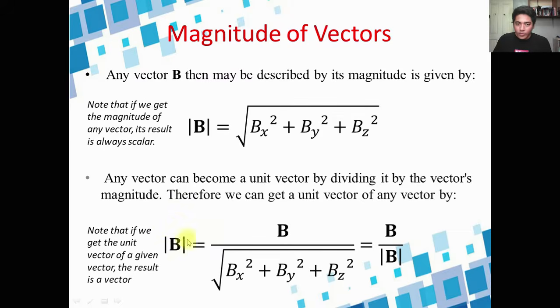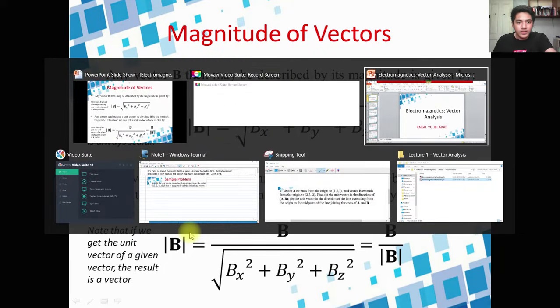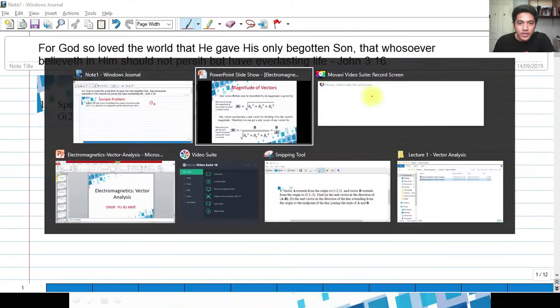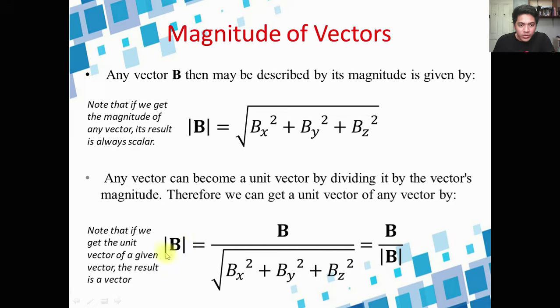Meaning that no, actually this is not the magnitude of b. This should be written as a sub b, which denotes the unit vector. Pardon me, this should be rewritten as a sub b to denote a unit vector.